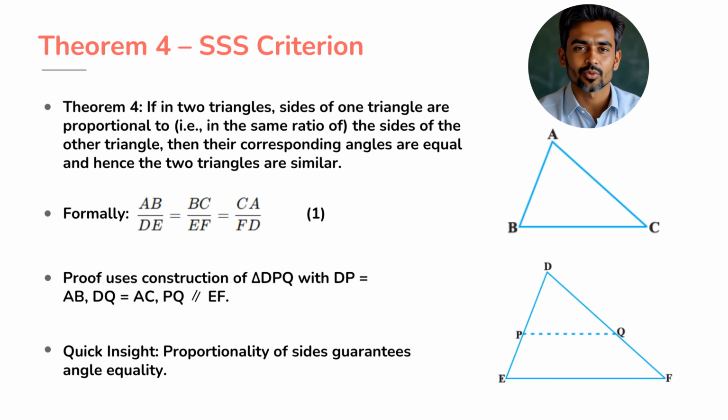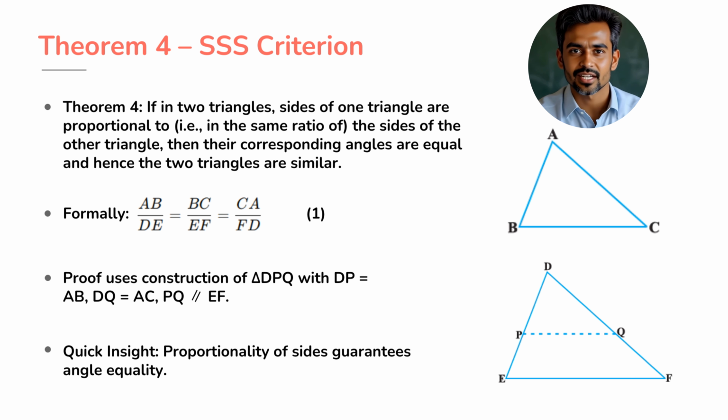Now, how do we prove this? Well, the proof involves constructing another triangle DPQ, where DP equals AB, DQ equals AC, and PQ is parallel to EF. This construction ensures that the two triangles must be similar because their sides are proportional and their corresponding angles are equal. Here's a quick insight: proportional sides guarantee equal angles.